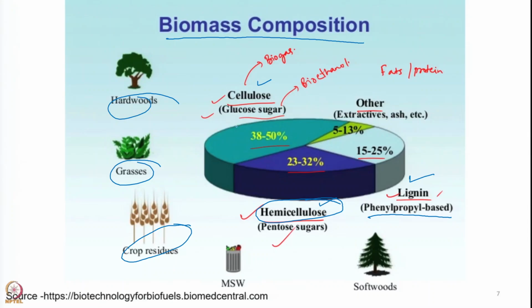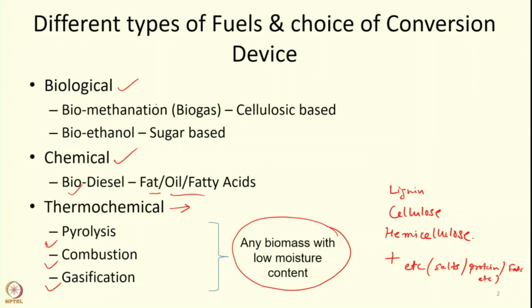Lignin is a very tough material and it has very high strength. Actually, wood is a combination of cellulose, lignin, and hemicellulose, as well as some inorganic material, or inorganic salts, like NaCl, Na2CO3, and Na2S. This is the biomass composition.